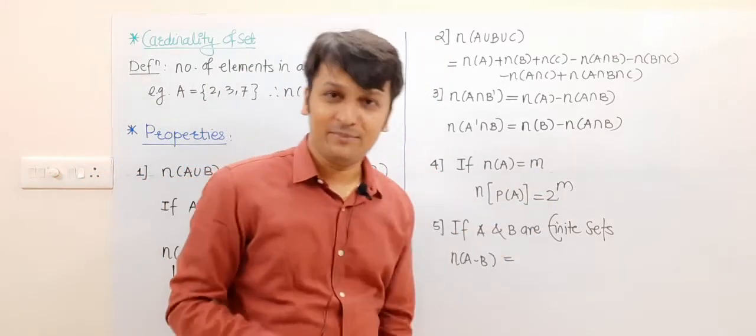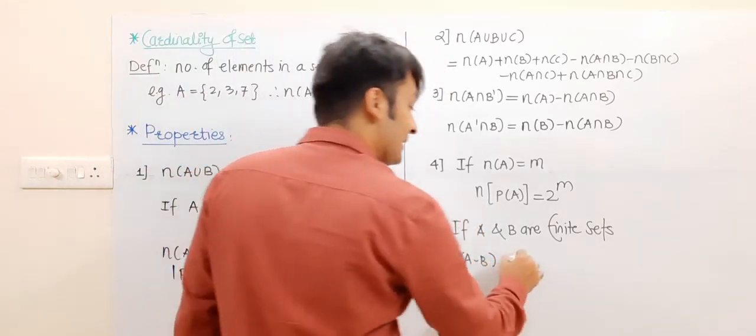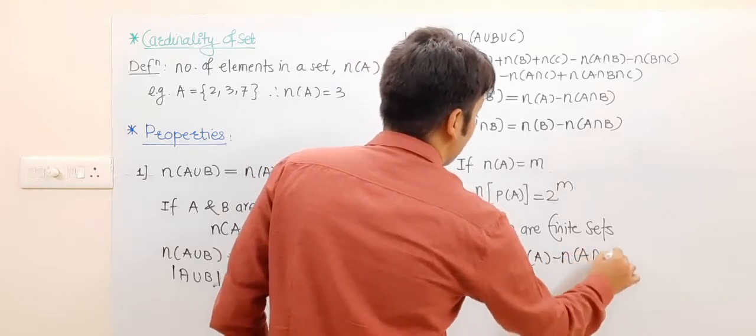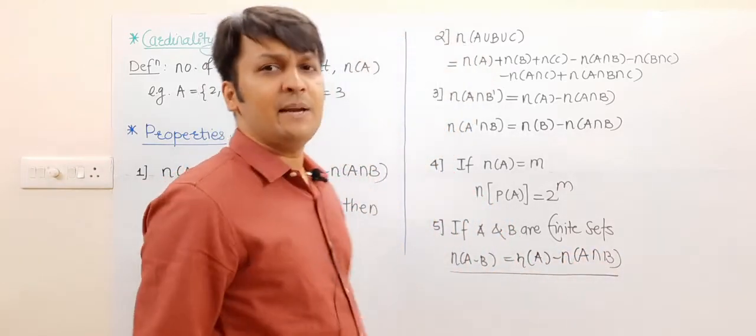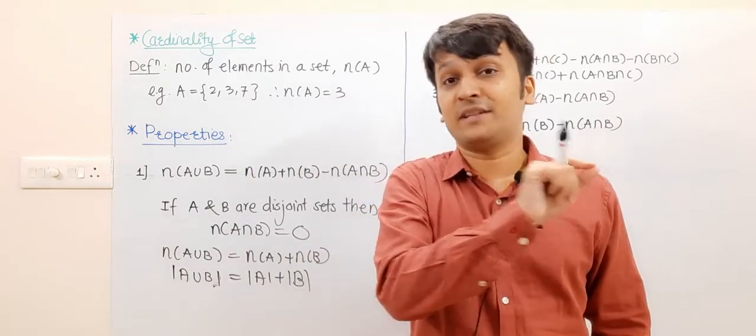So 2 raised to m. Remember this. If A and B are finite sets, then n of A minus B is n of A minus n of A intersection B, and that's the answer. These are important properties of cardinality. I want you to write everything in your notebook.